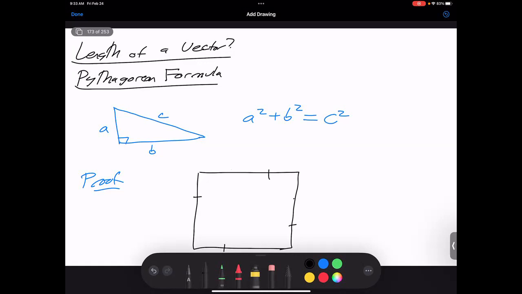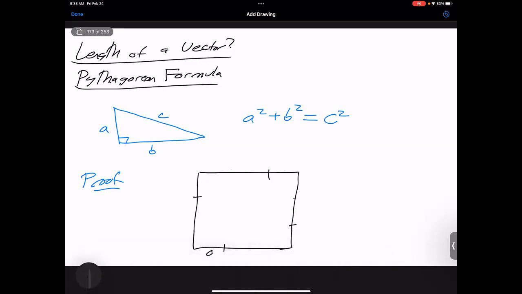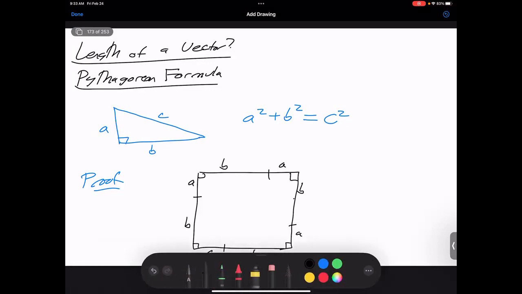Okay, good. And so this is going to be A, this is B, this is A, this is B, A, B, A, B. And again, we are being very generous in considering that I drew a square. I'm now going to connect these. I'm going to form 4 triangles. So I've got 4 copies of my original triangle.